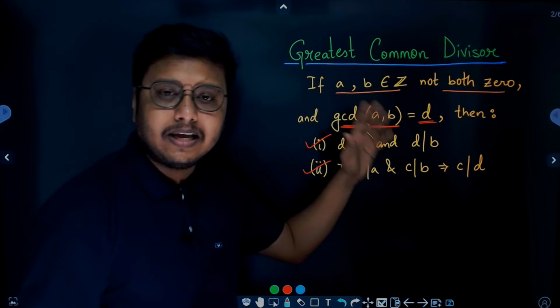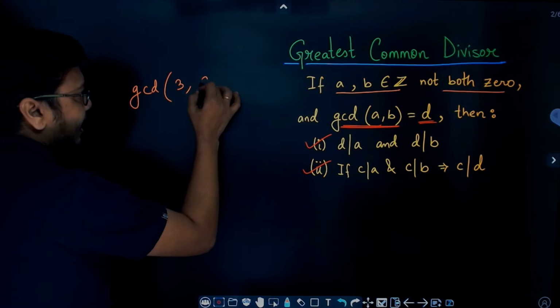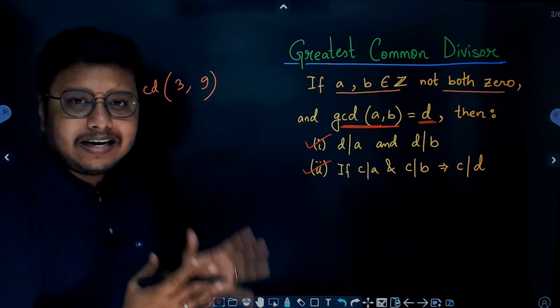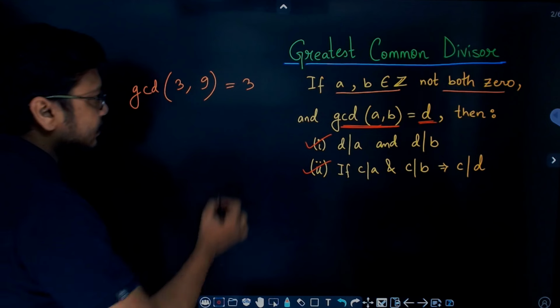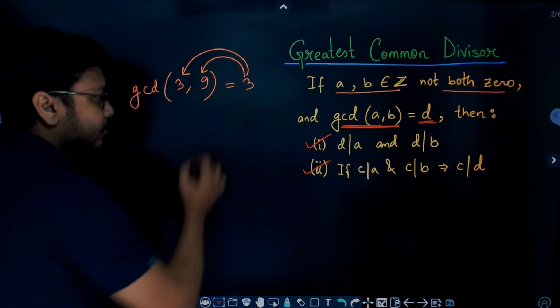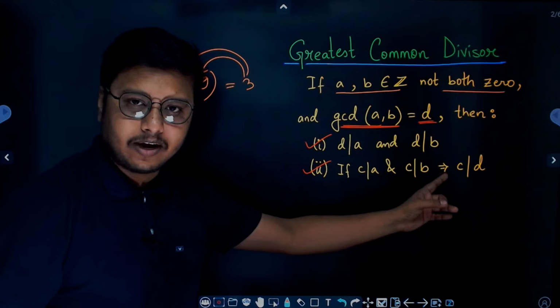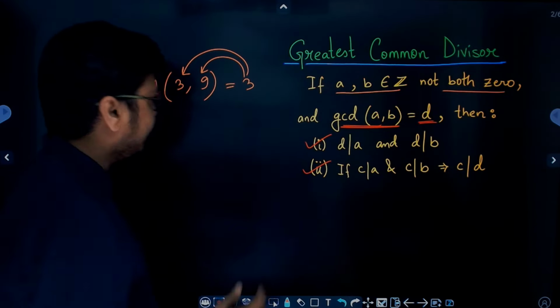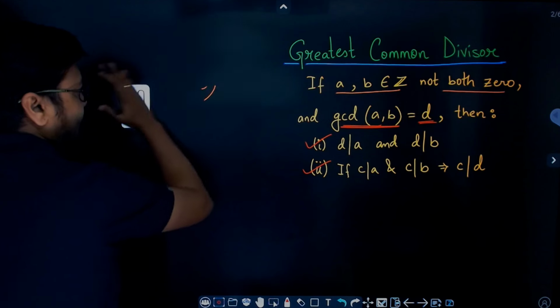Let's say I want to find out the GCD of 3 and 9. We know that the greatest common factor of 3 and 9 is 3 itself, right? So now we can observe one thing, 3 divides 3 and 3 divides 9. So the first property is satisfied. Now in order to understand the second property in a clearer way, let's take another example.